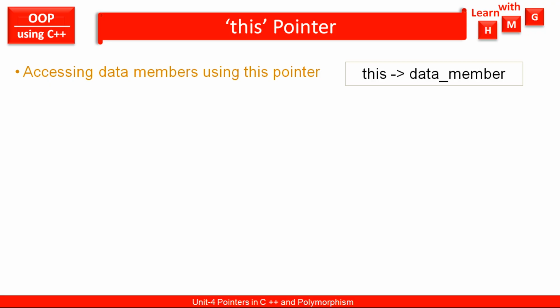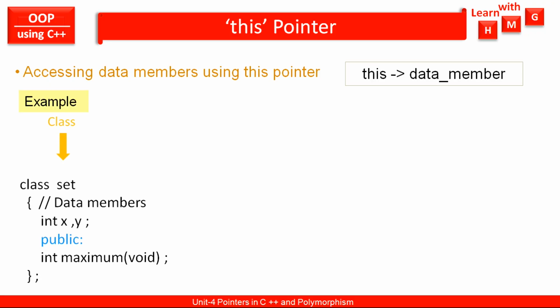As this is a pointer, it is always used along with the arrow operator instead of the dot operator. So whenever we are using an object, we use the dot operator, and whenever we are using a pointer, instead of the dot operator, the arrow operator is used. Example, let us see, this is a class.